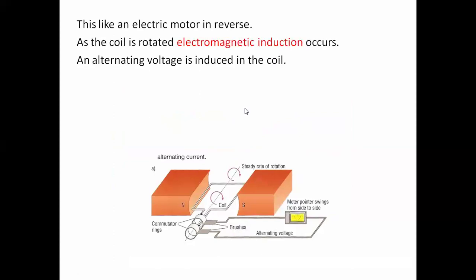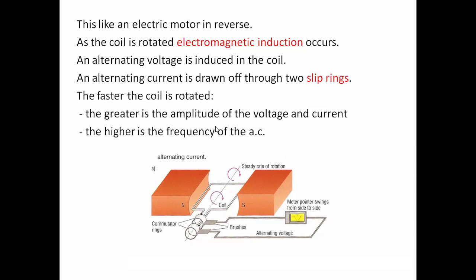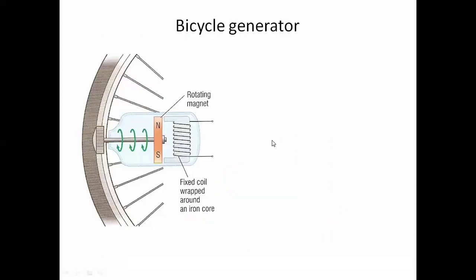So a generator converts mechanical energy into electrical energy, whereas a motor converts electrical energy into mechanical energy. An alternating voltage is induced in the coil, and by means of the two slip rings, we can get output. The current will be flowing in the opposite direction after every half cycle. The faster the coil is rotated, the greater will be the magnitude of the induced EMF, voltage and current, and the higher will be the frequency.